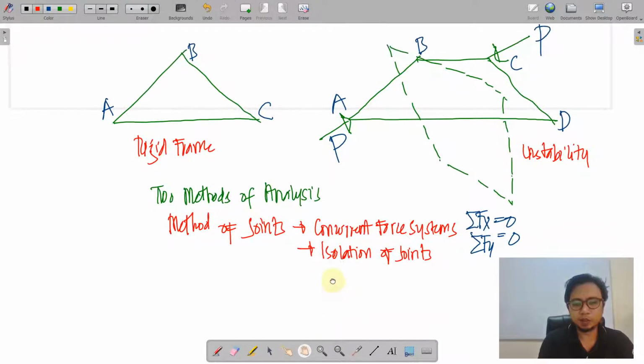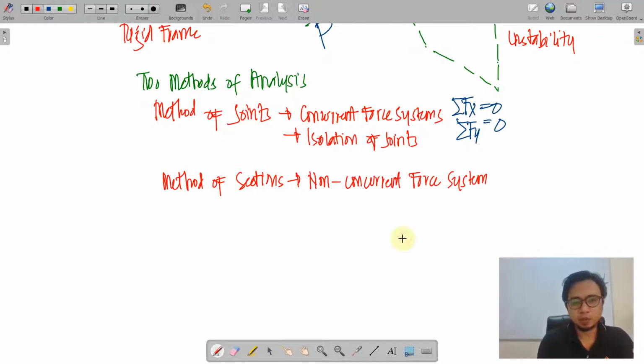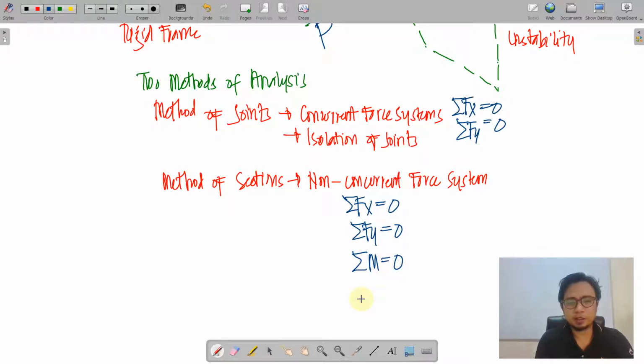For the other type of analysis, we have the method of sections. In this type, we are now considering a non-concurrent force system. Therefore, it involves three equilibrium equations, namely summation of forces x equal to 0, summation of forces y equal to 0, and summation of moments equal to 0. So here we will be considering the moment arm or the distance.